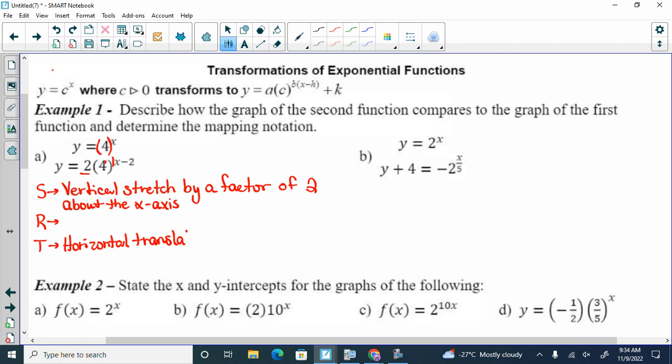Two to the what? 2 units, right. Always the opposite, never changes. That's the greatest thing about it. So my mapping is the same as my words. So I'm going to have x, y becomes vertical stretch by a factor of 2, so I'm going to get 2y. Horizontal translation 2 right, x plus 2.